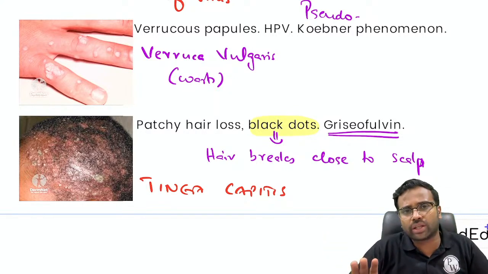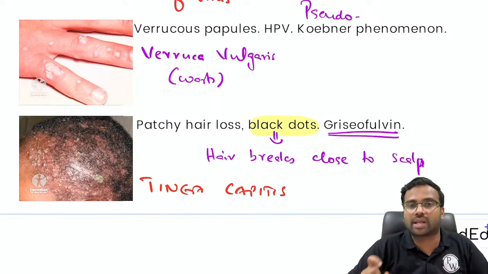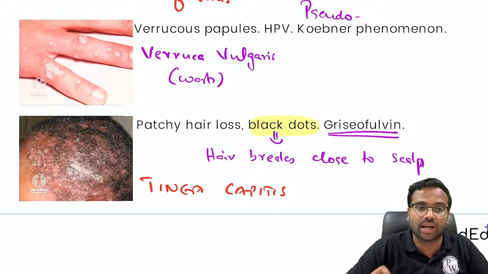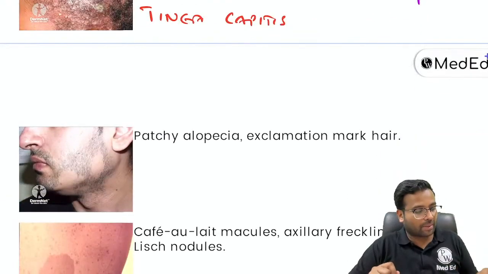Obviously, when you do a KOH, the KOH will be positive as well. And remember, griseofulvin is considered to be the drug of choice in Tinea capitis. So this one is called Tinea capitis.